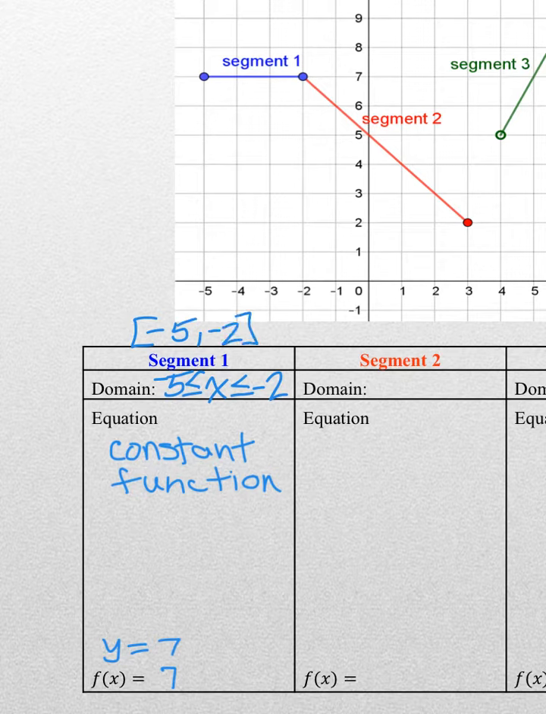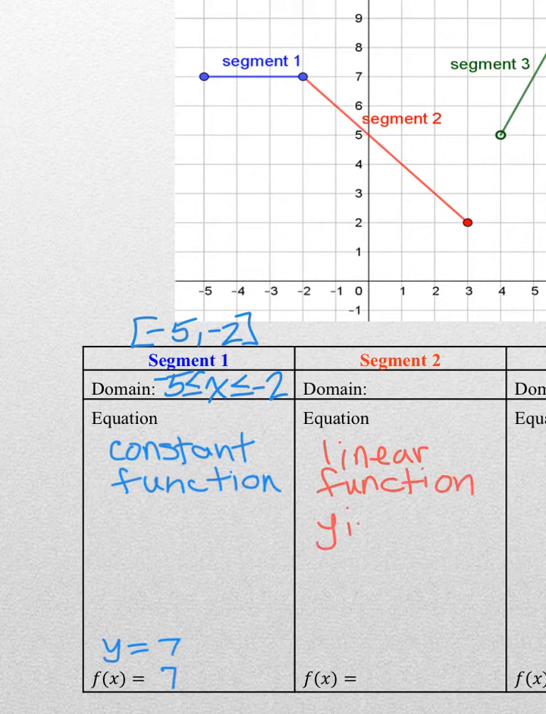Segment 2 here is in red. That's a linear function. So I'm going to write that down here. It's a linear function whose y-intercept equals +5 and whose slope is negative, going down 1 over run. So the rise is -1 and the run is 1. Remember, the run is always positive, so we're just going to say the slope is -1.